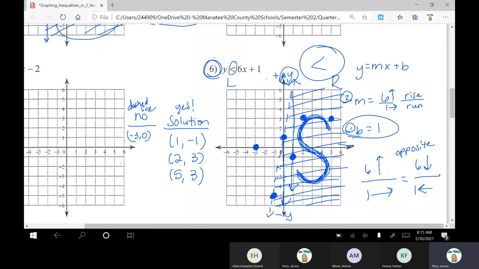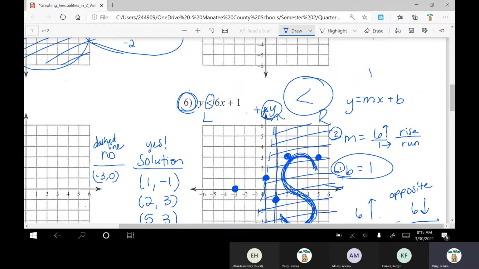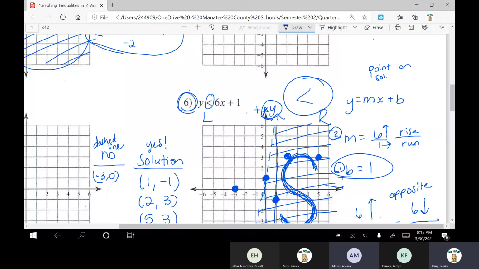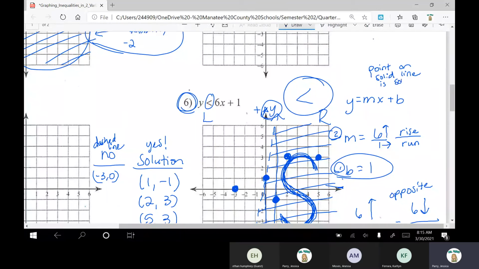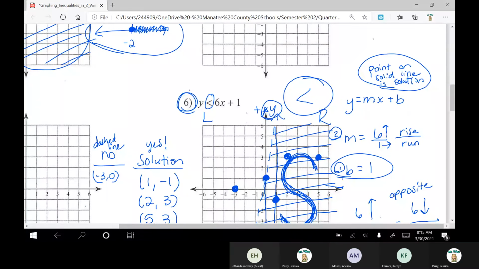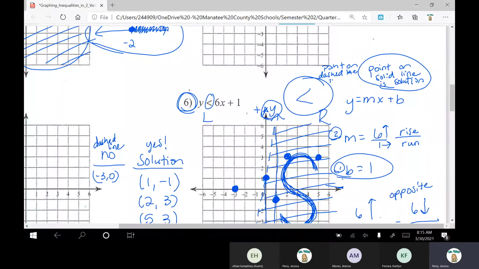Okay, but if it were a solid line like number 3 that we did there, you could pick a point on a solid line and then yes, it would be a solution. So write this down: point on solid line is a solution. And then point on dashed line is not a solution.